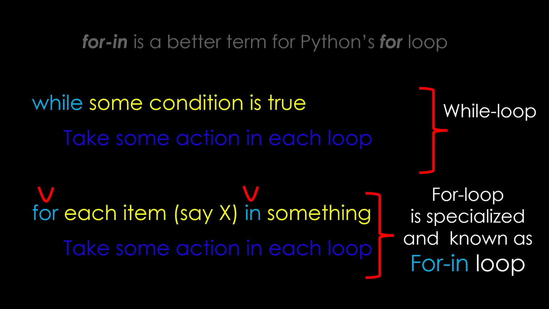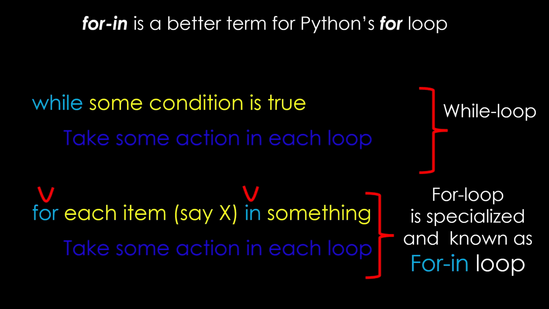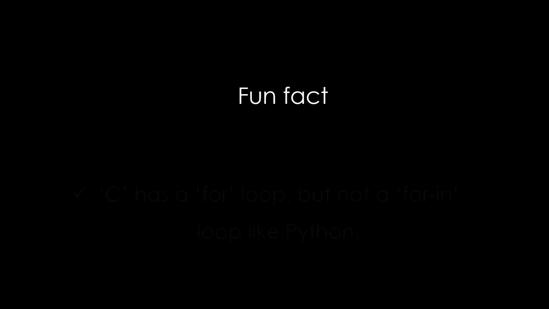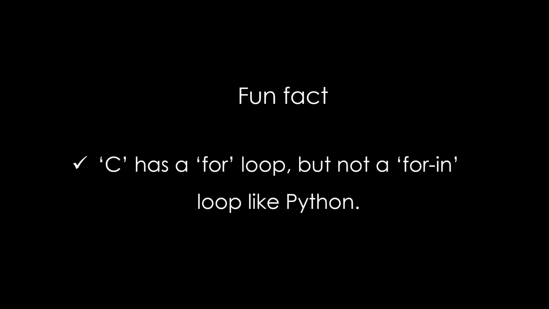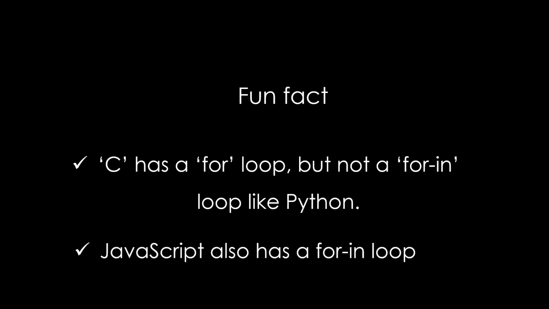This structure of the for loop is a specialized loop because it uses the term in. With the term in, Python knows it has to break the content of the next variable into items. This is why this format is more aptly termed as for in loop. A fun fact is that this specialized for in loop is not available in C but is present in JavaScript.